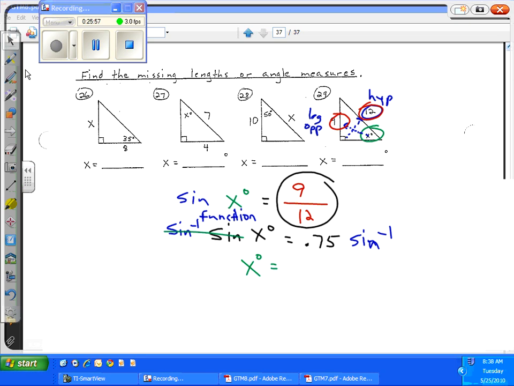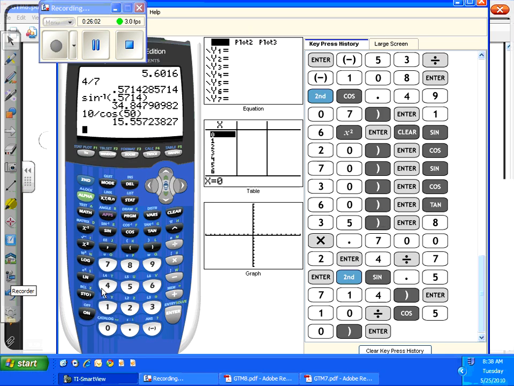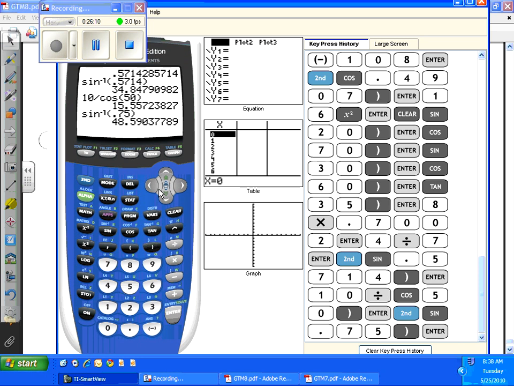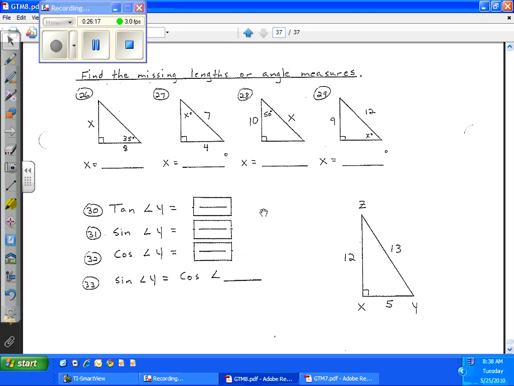The inverse sine function cancels the sine function. So we want inverse sine 0.75. So we're going to do second sine 0.75. We're looking for an angle measure here. The angle measure will be 48.59 degrees rounded to the nearest hundredth, 48.59.